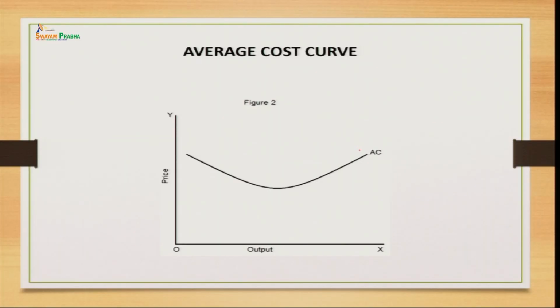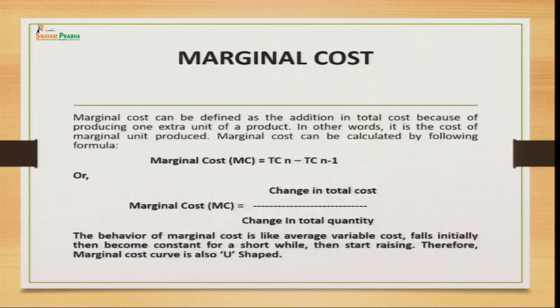And how do we represent this average cost curve? This is how we represent the average cost curve. Again, this is a U shape, which says that when there is an increase in the output, initially it decreases, and then thereafter it starts increasing. Okay. So, this is your average cost curve.